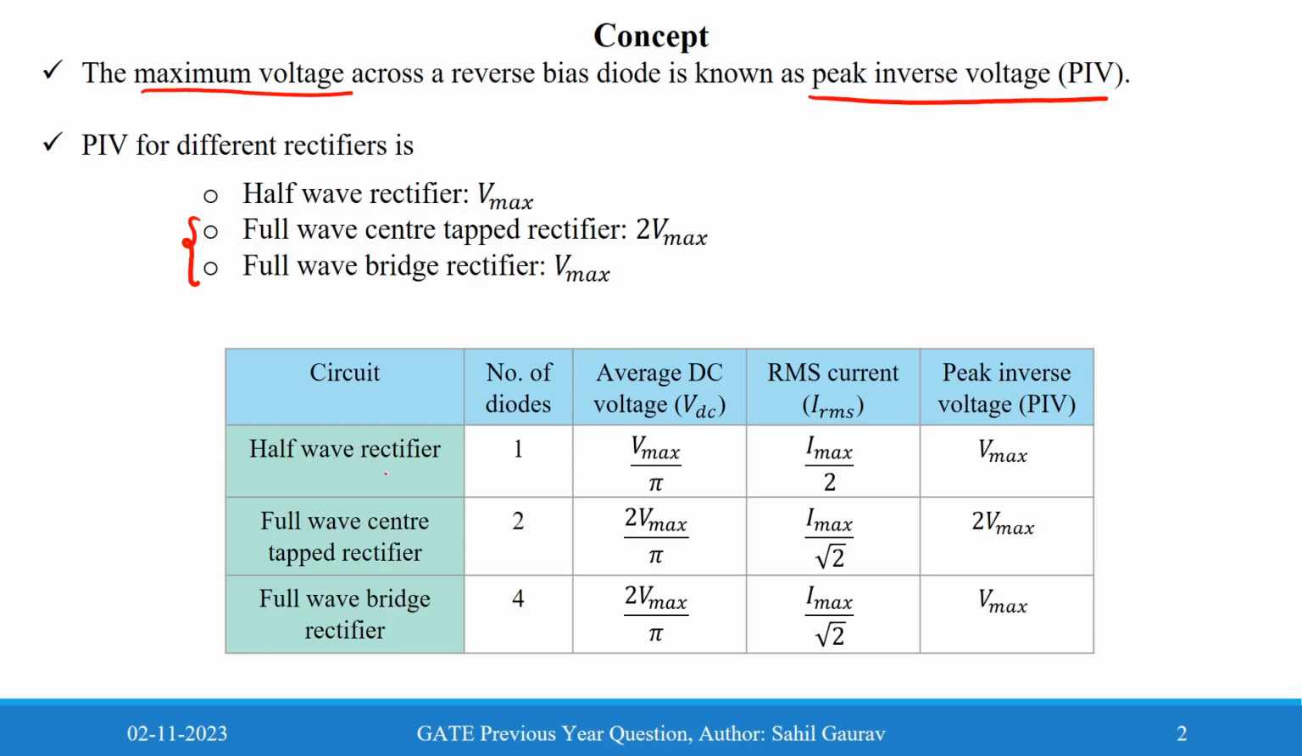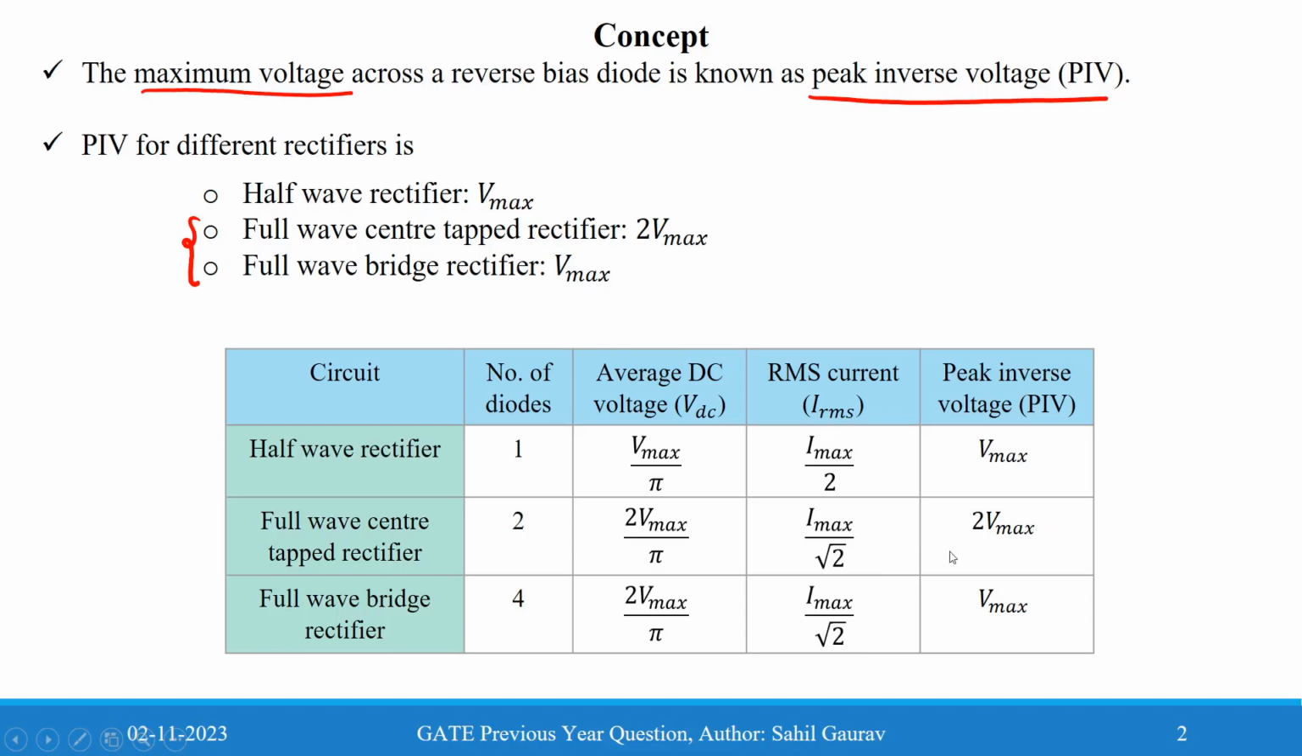Now if we want to write the summary for the different characteristics of rectifiers, we can write here that for half wave rectifier, the number of diodes required is 1. For full wave center tap rectifier, the number of diodes required is 2, and for bridge rectifier, the number of diodes required is 4. Similarly, we can find the average DC voltage. For half wave rectifier, in comparison to full wave rectifier, it is a lower value, and that value is Vmax divided by pi. And for full wave rectifier, it is 2 Vmax divided by pi. And RMS current for half wave rectifier is Imax divided by 2, and for full wave rectifier it is Imax divided by root 2.